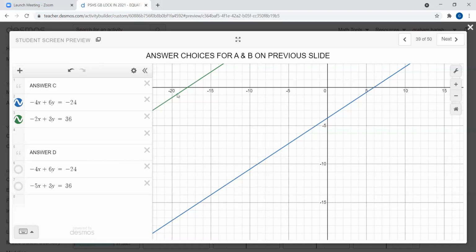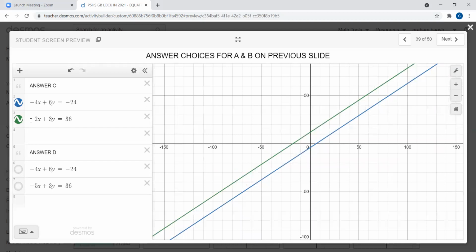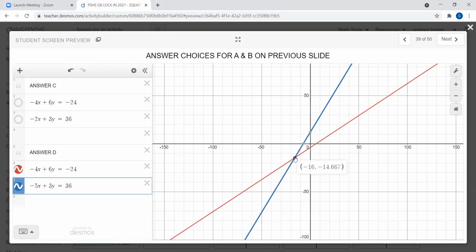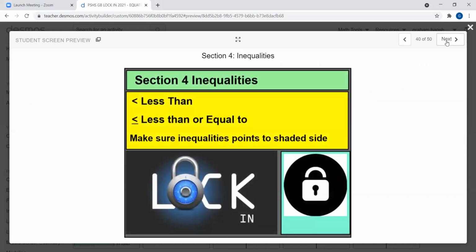And there we go. These ones look parallel. You might have to zoom out just to confirm. Yeah, they're definitely parallel. So answer C certainly looks like no solution. And D, you can see, does intersect, so it wouldn't be answer D. So answer C would be our answer for that question. So you just literally have to type, but just make sure you do it accurately.